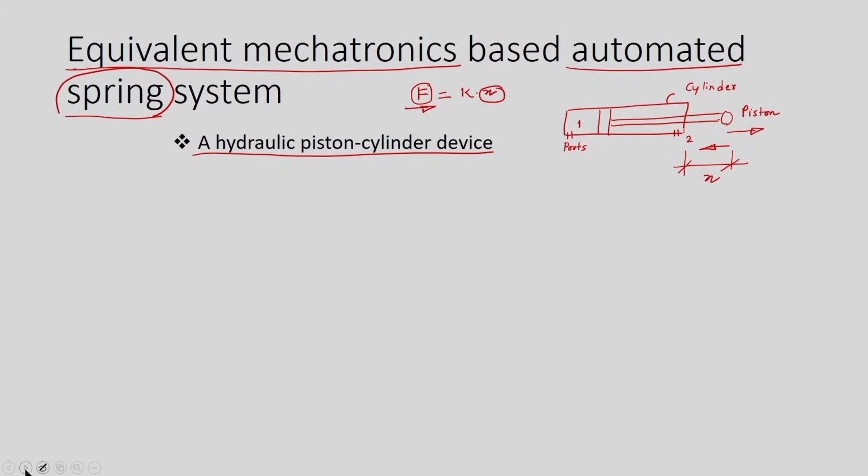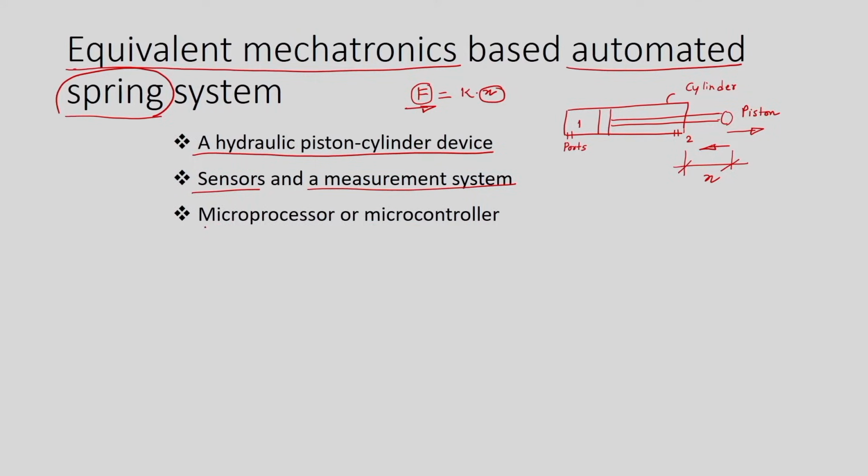Then, to make this process automatic, we need sensors and a measurement system. Then we have to take the decisions automatically. For that purpose we are using a microprocessor. A microprocessor is nothing but a device which has logic gates and memory elements. A microprocessor carries out logical functions which are implemented by means of software.